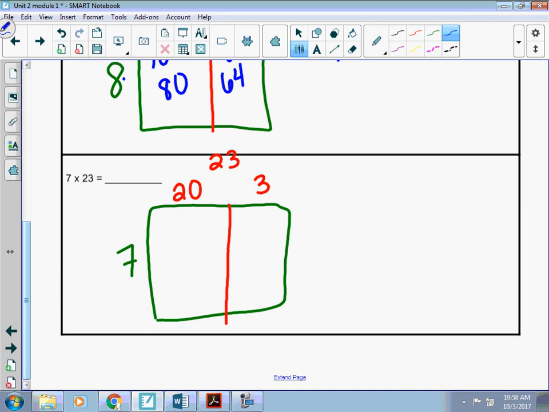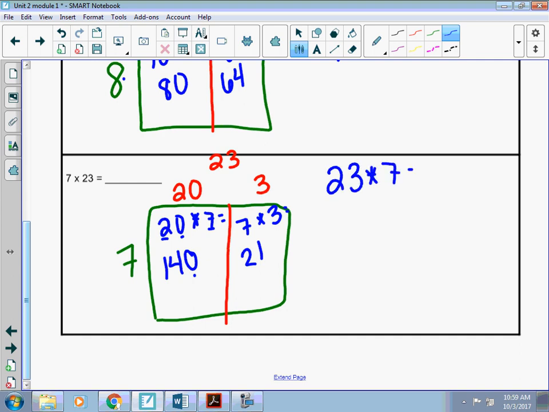I have 7 and 20 that go into this rectangle, and 2 times 7 is 14, and then because we're in the tens place, we need to put that 0 back in. So 20 times 7 is 140, and in the second rectangle I have 3 times 7, which is 21. So then I know 23 times 7 is the same thing as 140 plus 21, which is 161.